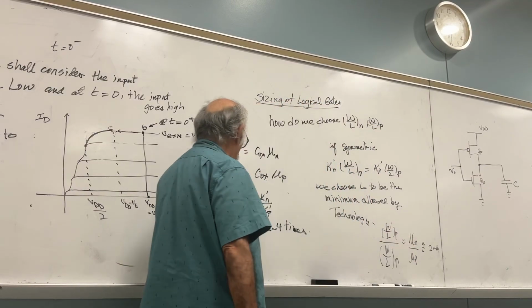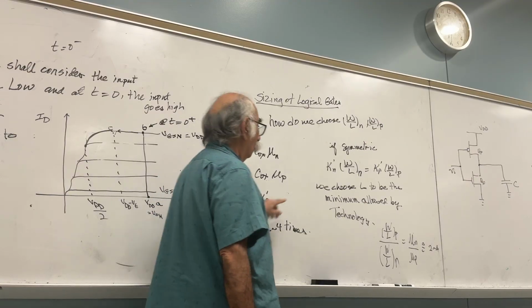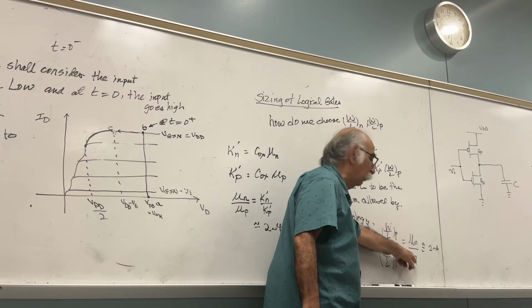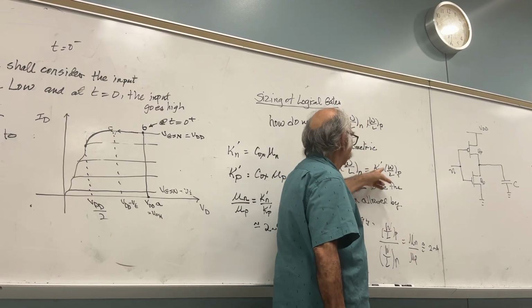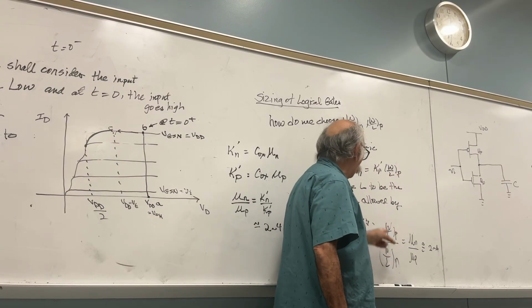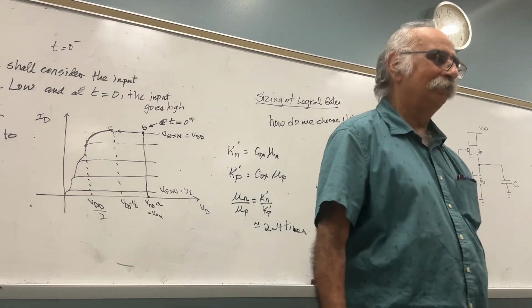Mu n over mu p is what? Kn prime over kp prime, which means Kn prime over Kp prime is mu n over mu p. What remains? W over L, sorry, W over Lp over W over Ln. Clear?